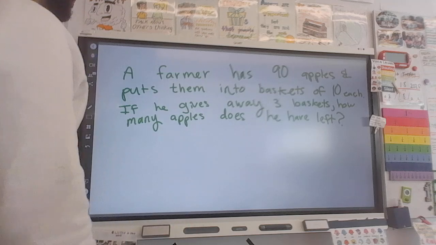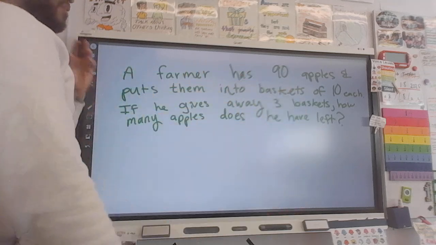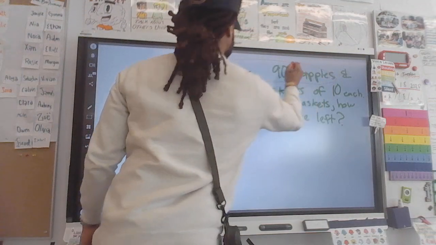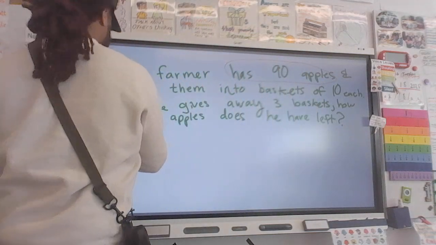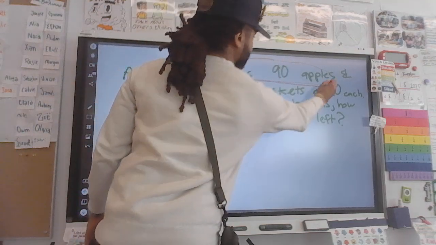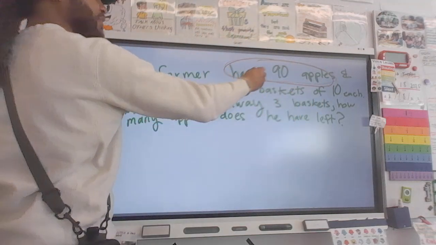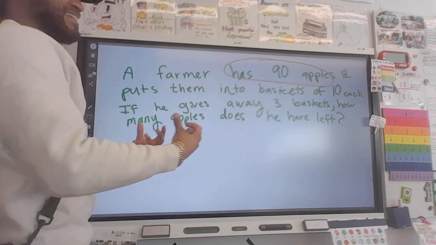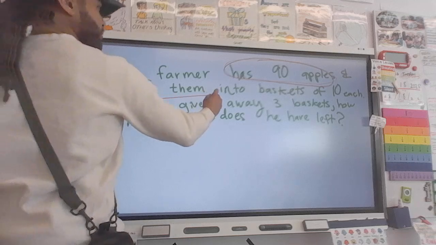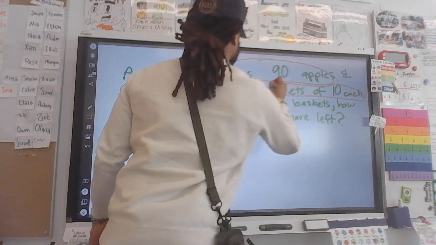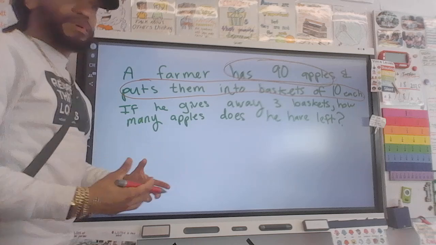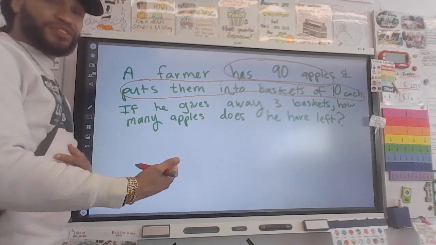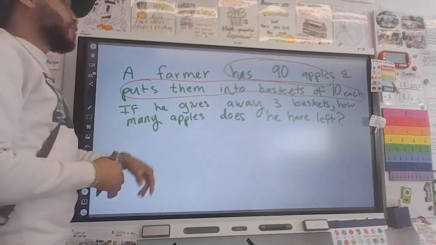Now, check it out. A farmer, that's not really important. We know this is about a farmer, but has 90 apples, I'm going to circle that. So I'm going to circle has 90 apples and puts them into baskets of 10 each. I think that's very important also. Puts them, the action. And what is the action connected to? Puts them into baskets of 10 each. Cool. This is going to help me understand what's going on, what's important, and then it's going to help me figure out how many steps are actually in this story problem.